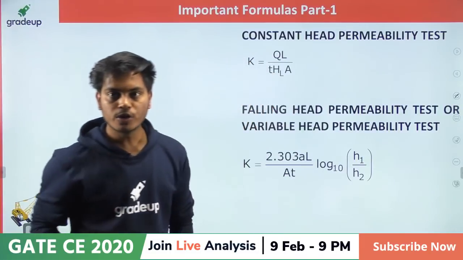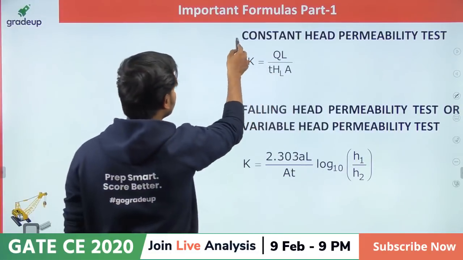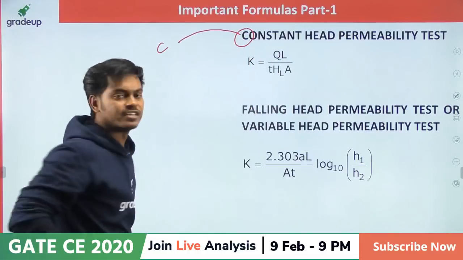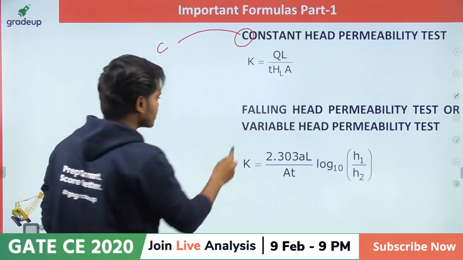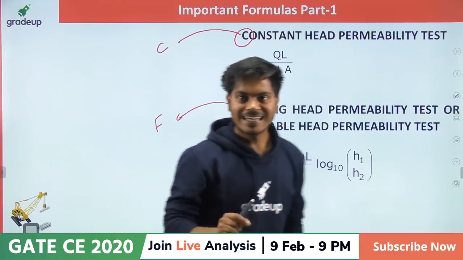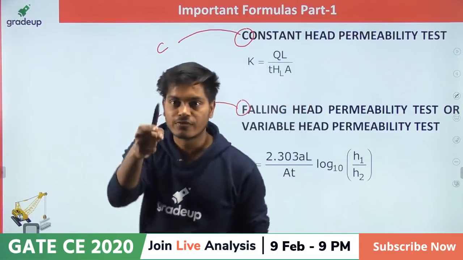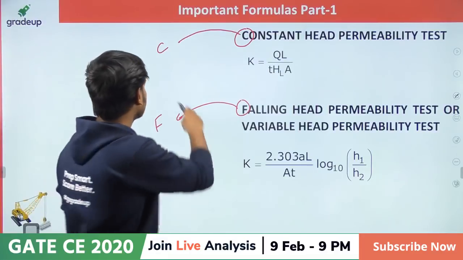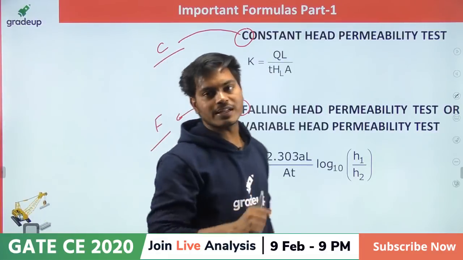ठीक है. सो हाउ टू रिमेंबर दिस? ऑलवेज रिमेंबर कांस्टेंट हेड परमेबिलिटी टेस्ट C से शुरू हो रहा है, तो ये कोर्स ग्रेन सॉइल के लिए सही है. ऑलराइट, इफ इट इज बिगिनिंग फ्रॉम F देन इट इज गुड फॉर फाइन ग्रेन सॉइल. ठीक है, इस तरह से वी कैन रिमेंबर. यस, वेरी गुड राजकुमार. दिस इज हाउ आई वाज अबाउट टू टेल यू. सही है. सो C एंड F, दिस इज हाउ यू कैन गेट द वैल्यूज.